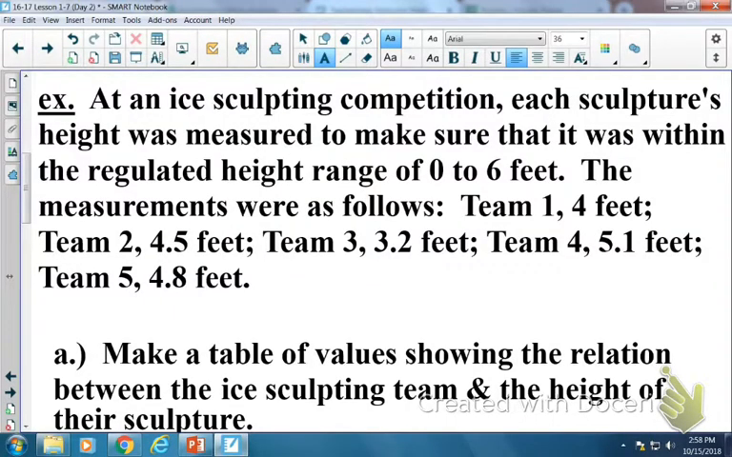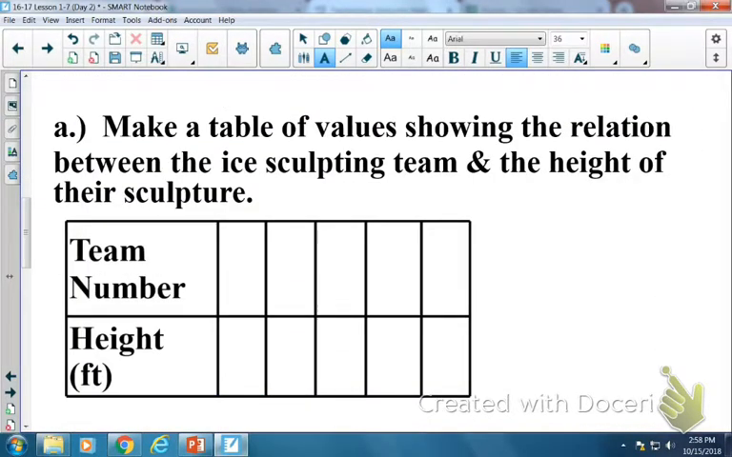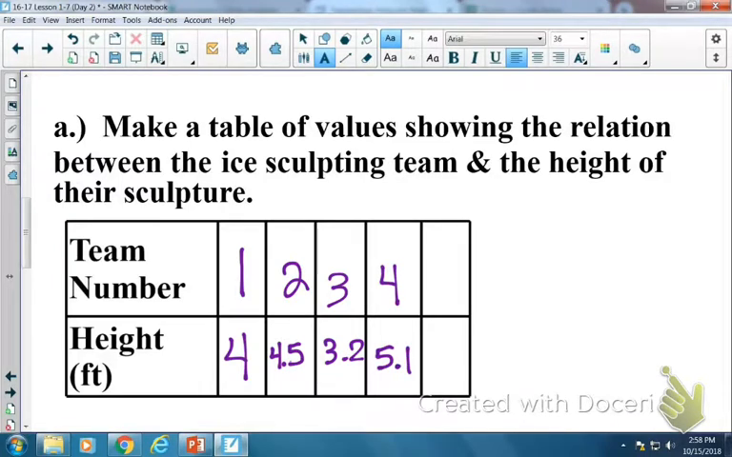So Mr. Opal, I want you to take a moment to pause the video so everybody can read. And what we're going to do is we're going to make a table of values showing this relation between ice sculpting team and the height of their sculpture. So when we do this, team number 1, it looks like they had their ice sculpture at 4 feet. Team number 2 was at 4.5 feet. Team number 3 was at 3.2 feet. Team number 4, 5.1 feet. And team number 5 was at 4.8 feet.